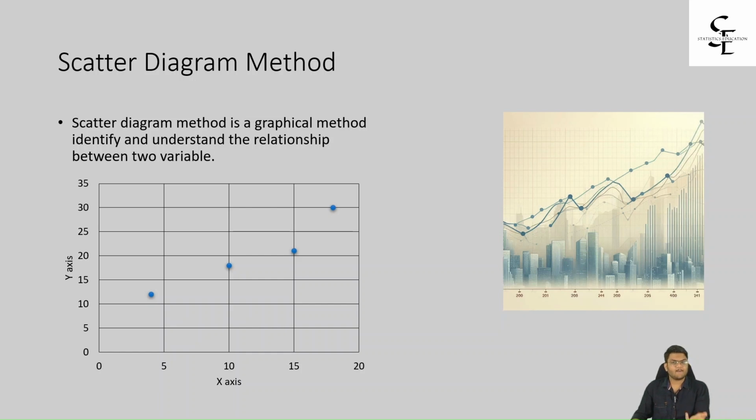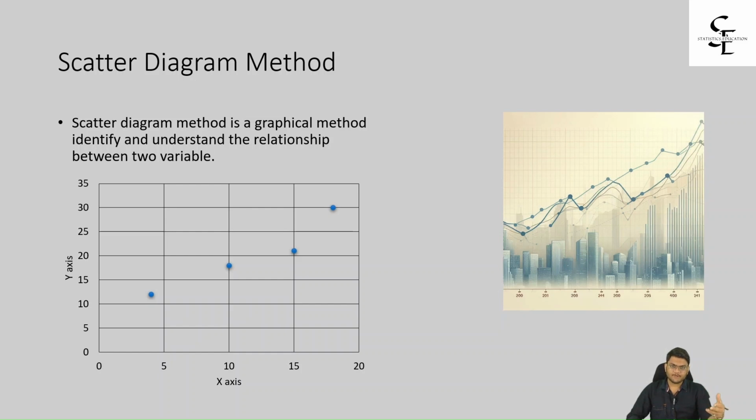So what is scatter diagram method? The scatter diagram method is a graphical method which is used to identify and understand the relationship between two variables. Here, one variable is plotted on x-axis while other one is plotted on y-axis. Here, the intersection points of two variables are marked on the graph paper to represent the relationship of two variables. This method is highly useful when the audience has limited statistical knowledge.